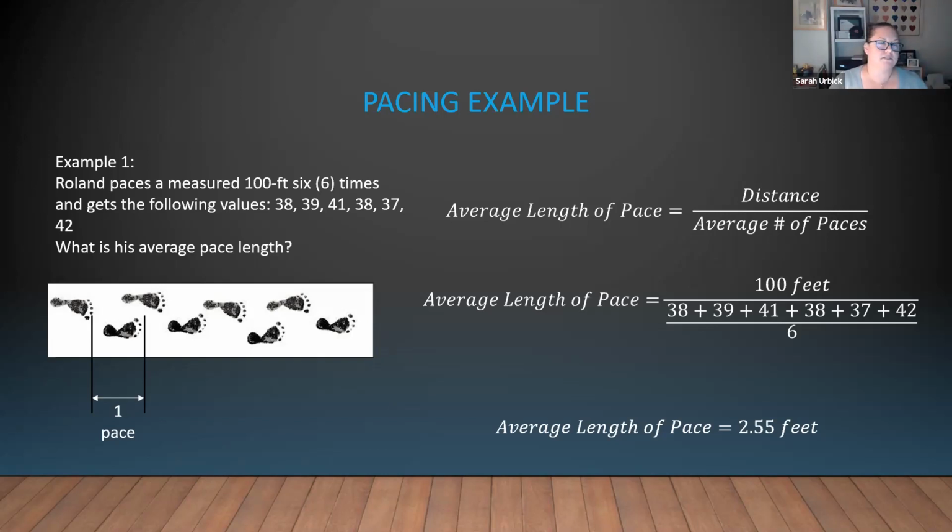So pacing done consistently is actually very accurate. You can be to within 1/50th or 1/200th of the actual measurement when you use pacing. Okay.